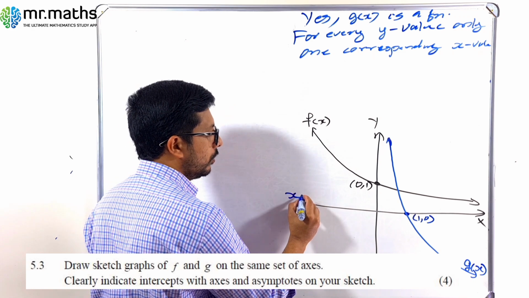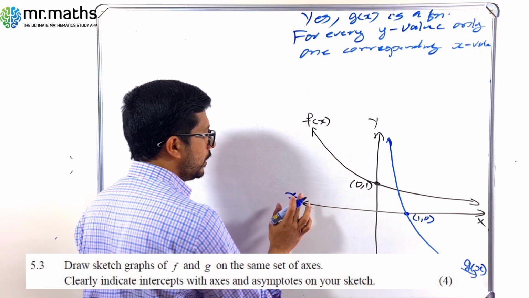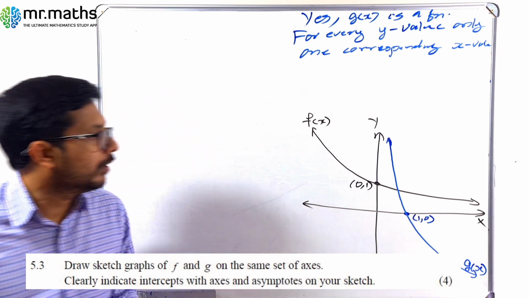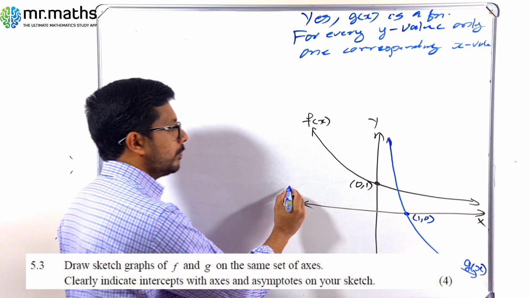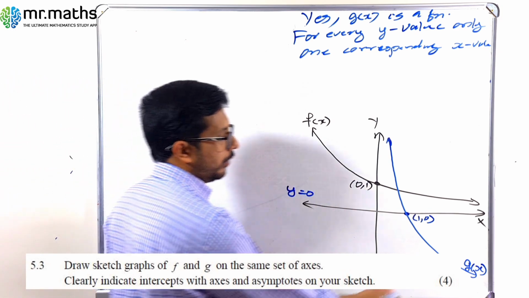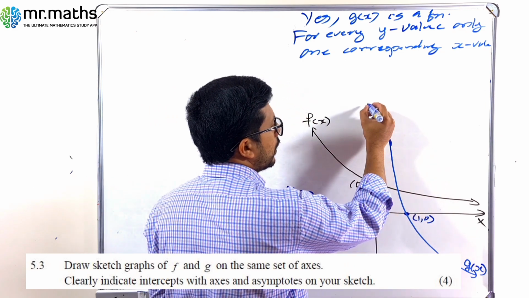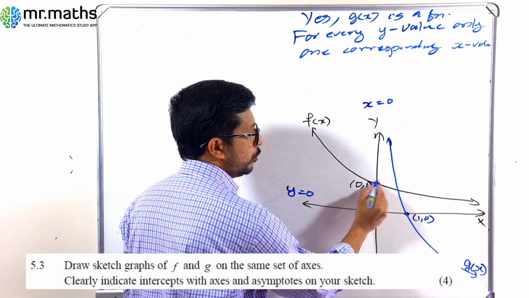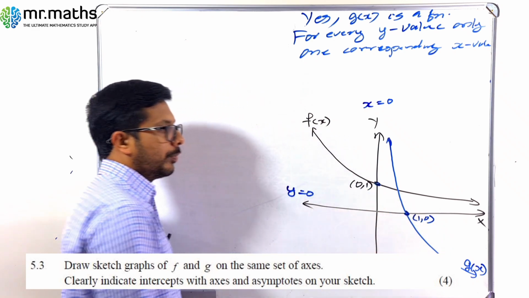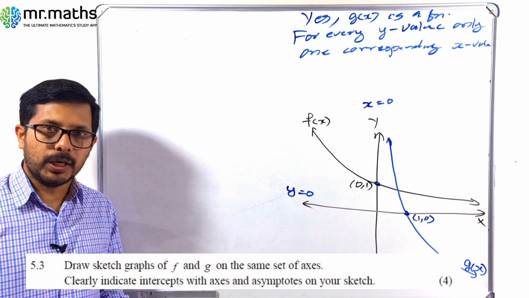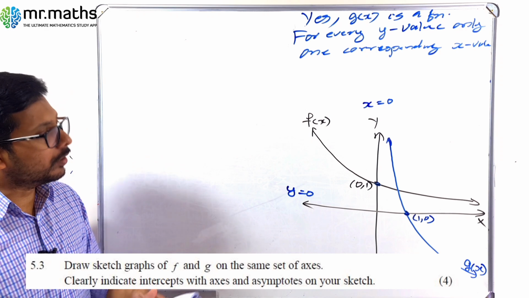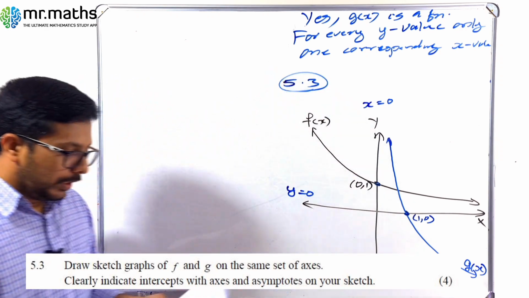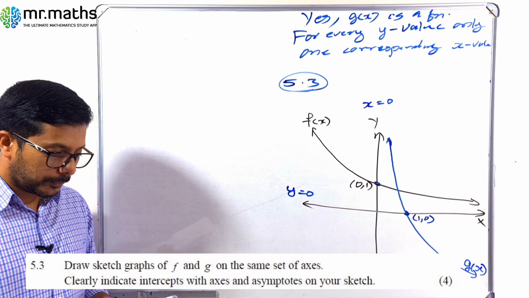X-axis means y is equal to 0. For this f of x graph, the asymptote is y is equal to 0, and for this g of x graph, the asymptote is x is equal to 0. And we have 2 points for both graphs: one is 0, 1, and the other one is 1, 0. That is question number 5.3. We already did that one. Now the next question, 5.4.